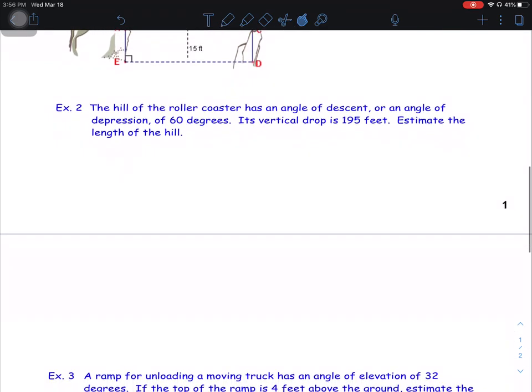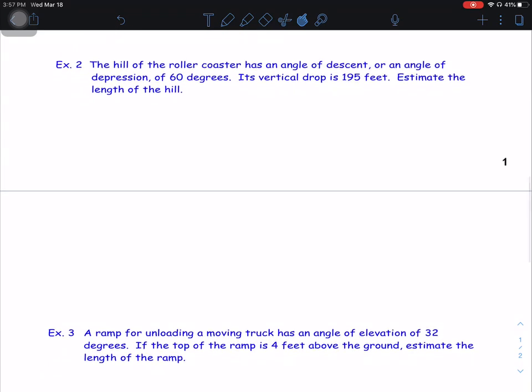I'm going to move down to example number 2 to start with, because most of your examples are not going to have a picture provided for you already, and what you're basically going to need to do is draw a right triangle, label the given information, and then use either sine, cosine, or tangent to find either a missing side or a missing angle.